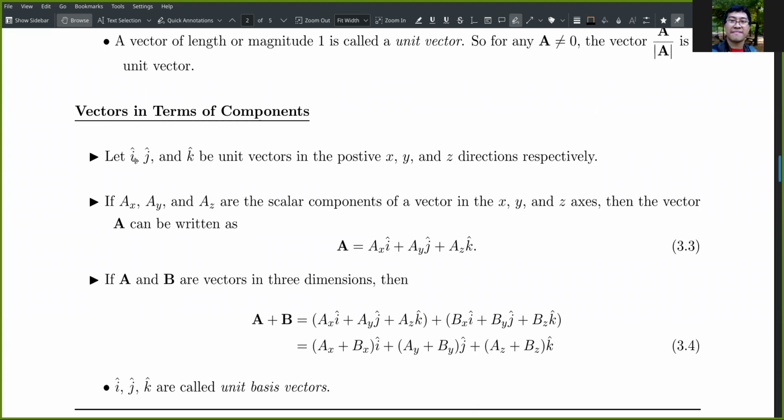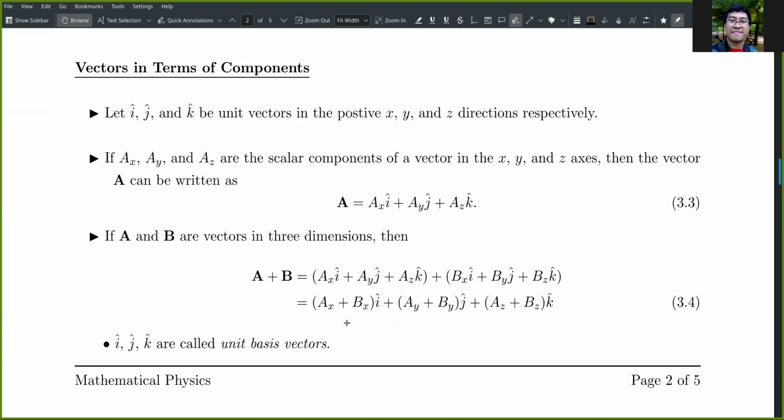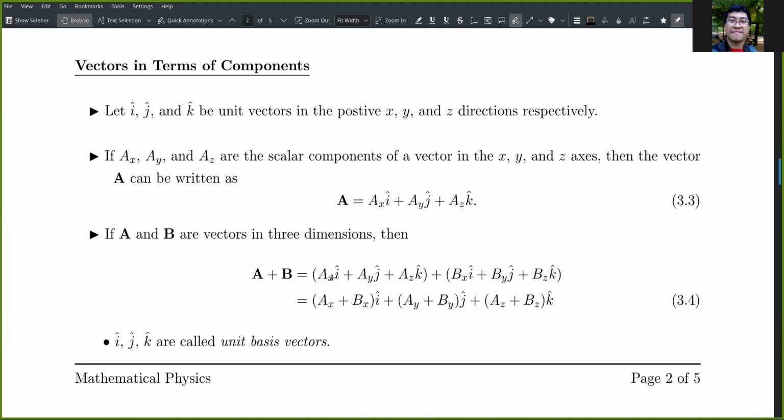In terms of components, we can make use of unit vectors i hat, j hat, and k hat corresponding to unit vectors along x, y, and z directions. If ax, ay, and az are scalar components of a vector along x, y, and z axis, then the vector A can be written like this. If A and B are in three dimensions, then if we add, we simply add the components: ax plus bx, ay plus by, az plus bz.